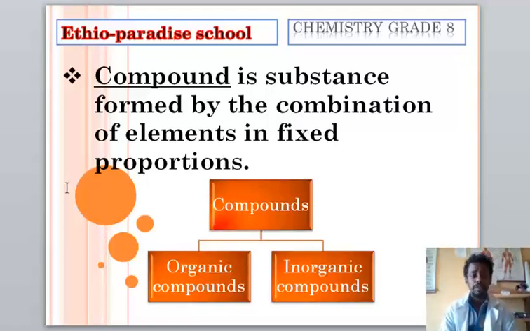And also there are many other compounds that are formed by the combination of different atoms of elements. For example, sodium chloride is also a compound, which is formed by the reaction of sodium and chlorine. So these are all collectively known as compounds. Compounds are classified into two, as you see here: organic compounds and inorganic compounds.